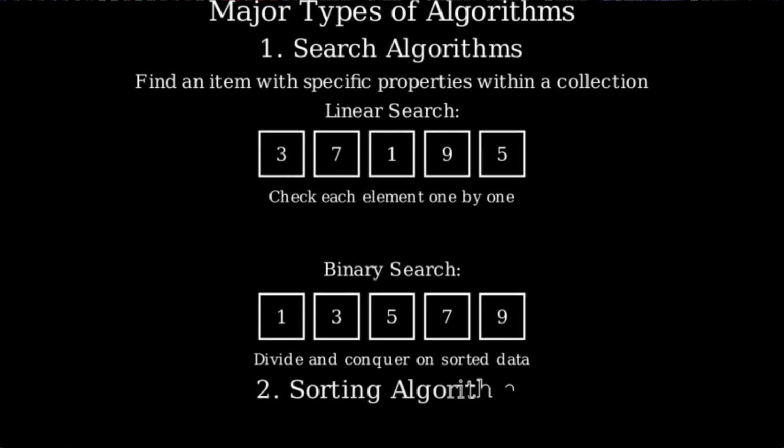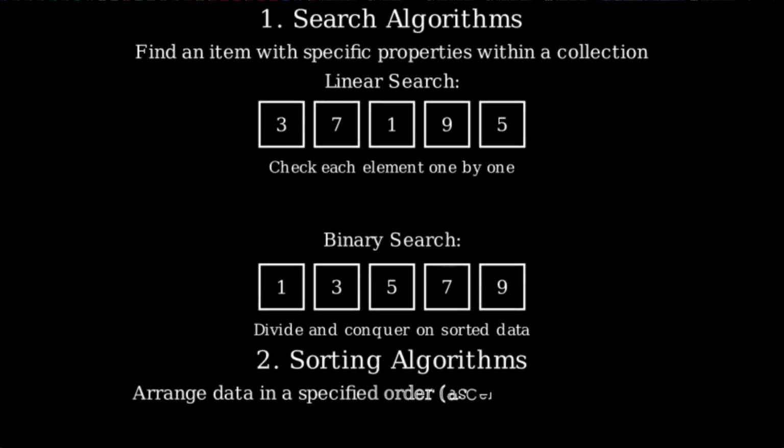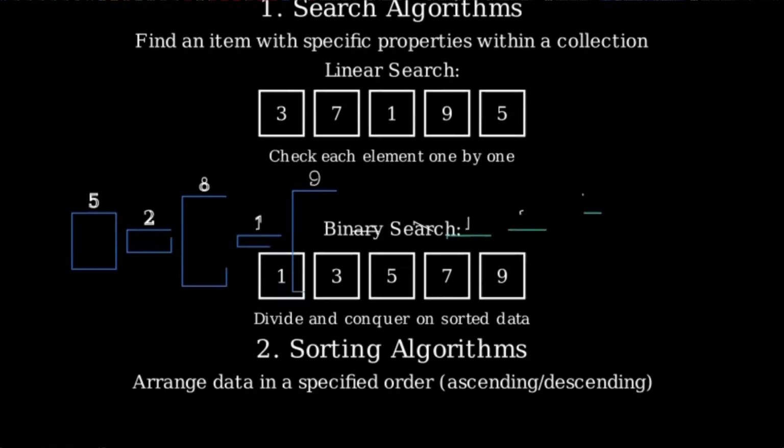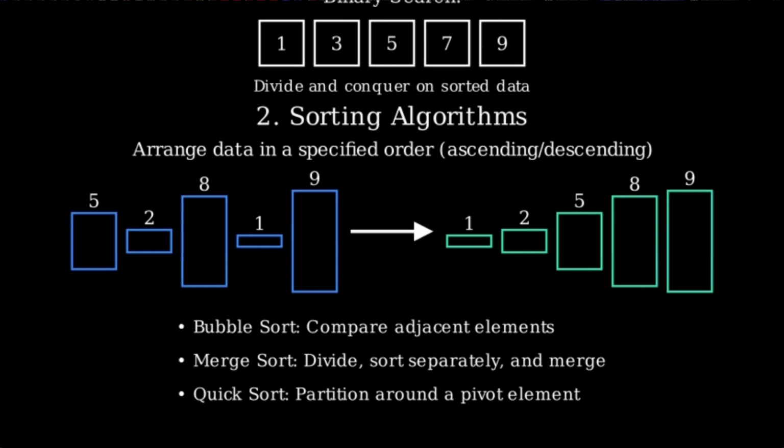Next, we have sorting algorithms. These algorithms arrange data in a particular order, typically ascending or descending. Common sorting algorithms include bubble sort, which repeatedly steps through the list and compares adjacent elements; merge sort, which divides the input array into 2 halves, sorts them separately, and then merges them; and quicksort, which selects a pivot element and partitions the array around it.